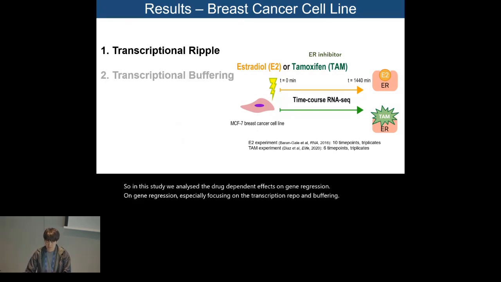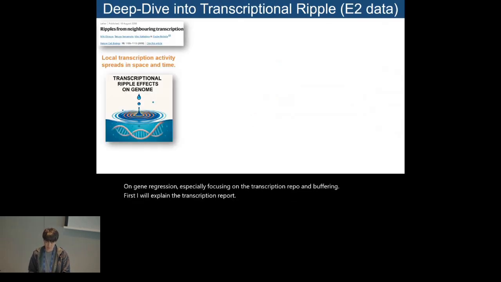First, I will explain the transcription repo. Transcription repo was first reported in a paper published in 2008. Simply put, it is a phenomenon where transcription is also promoted in genomic regions near actively transcribed genes. It's called a transcription repo because it looks like local transcription waves that gradually spread out.